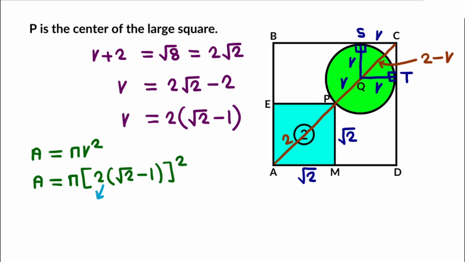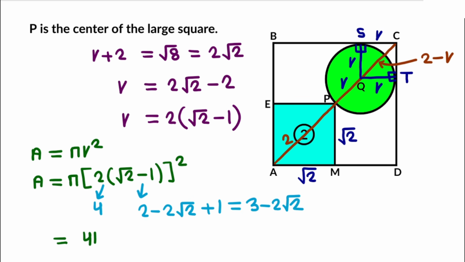First, square the 2 outside the parentheses. That gives us 4. Now square the bracketed expression. The quantity square root of 2 minus 1 squared expands to 2 minus 2 times the square root of 2 plus 1. That's 3 minus 2 times the square root of 2. So our final answer is 4 pi multiplied by the quantity 3 minus 2 times the square root of 2 square units. And there we have it.